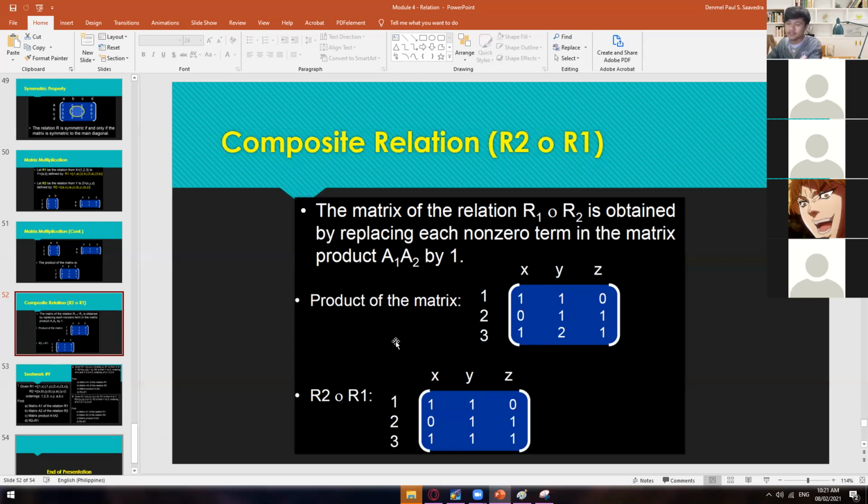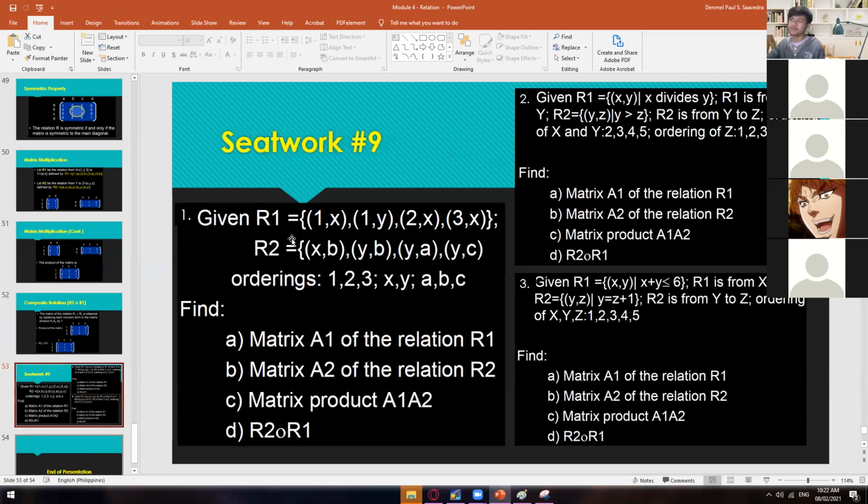Did you guys get the matrix multiplication so far and the composite relation? Yes, sir. All right. Once you're done with those topics, you may now proceed to answering seat break number 9. This is already the last one. I apologize for giving a lot of activities since we already lag behind our target time for the modules. You have 9 seat breaks for this module 4, and it is already in your Canvas. So just check that and do it one by one, starting now.